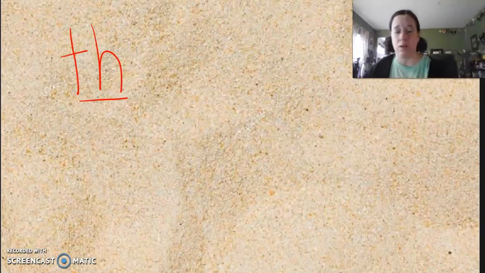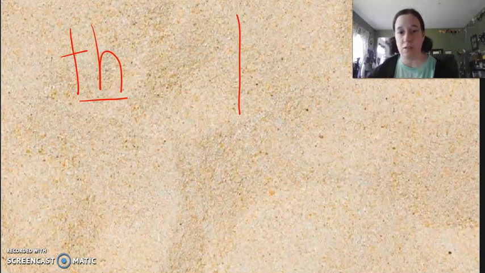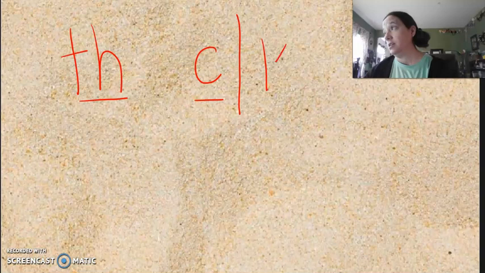Okay, so for the next one, there are two ways to make this sound. So you're drawing a line down the middle of your screen. I'm not erasing because when I erase, the pen gets messed up. So two ways to make this sound. Did you have C says K says K? If you did, then you got it.